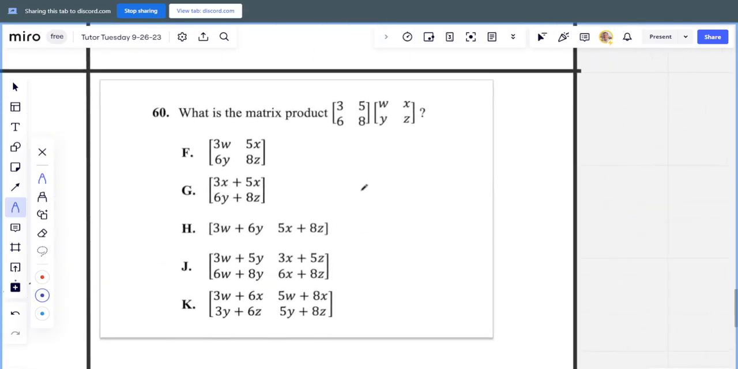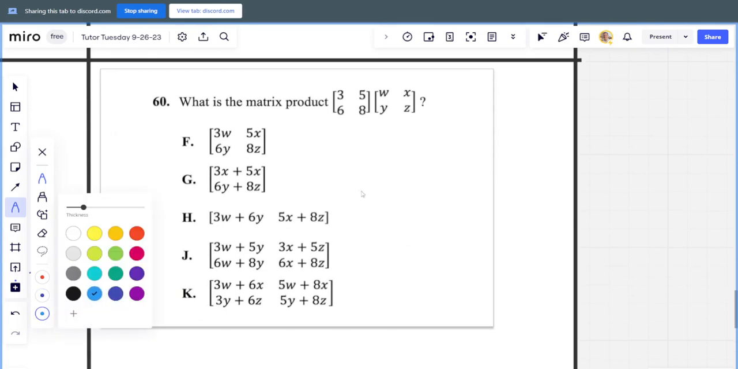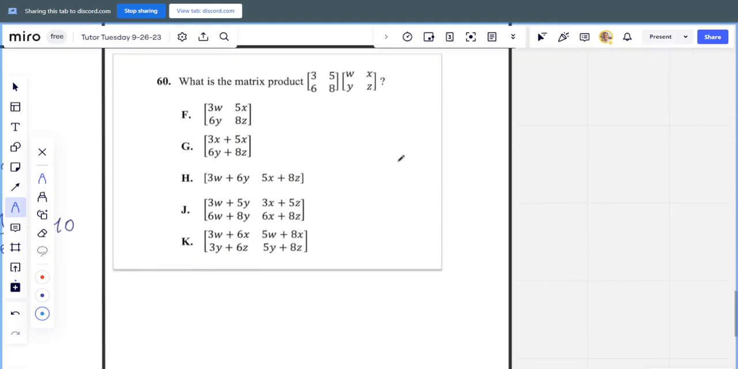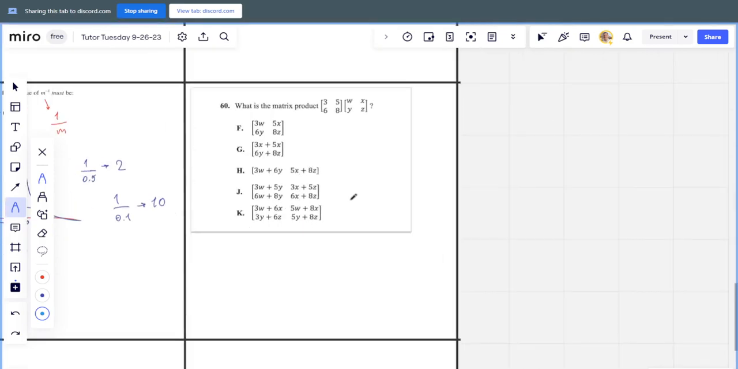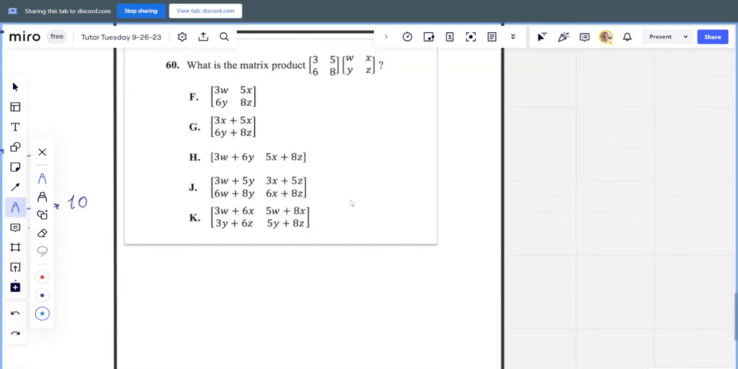Number 60, our last ACT problem. I think Oliver submitted this one last week, and I just put it in for this week. What is the matrix product of these two matrices? I'm actually doing some matrix stuff for my homework right now. Let's go through it. For matrices, we want to multiply. Let me draw it out. It'll be easier to explain.